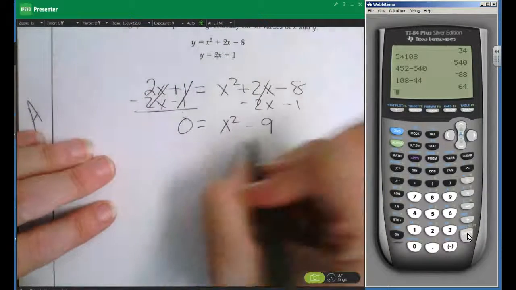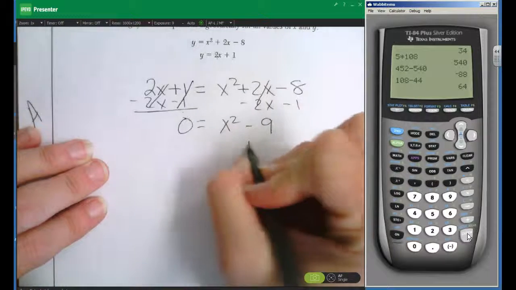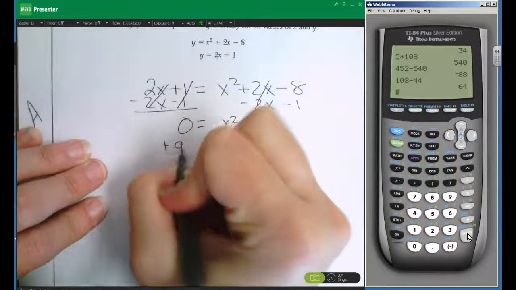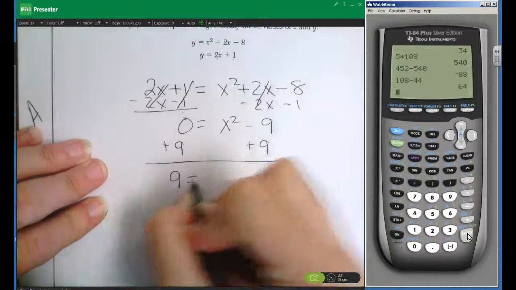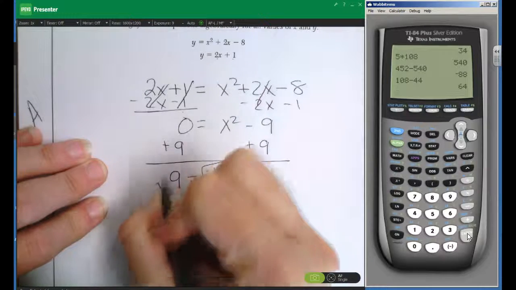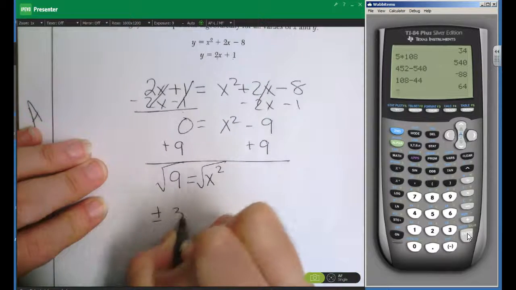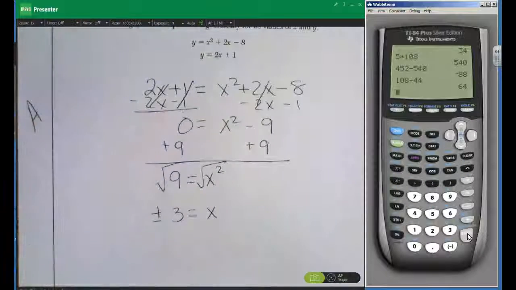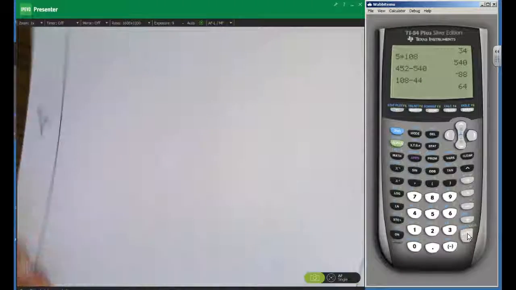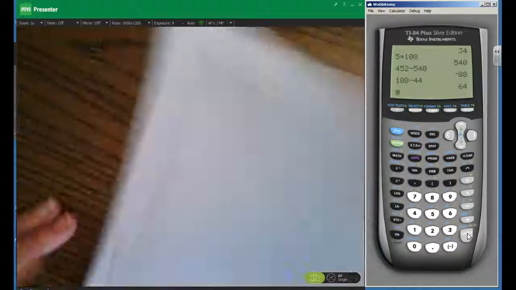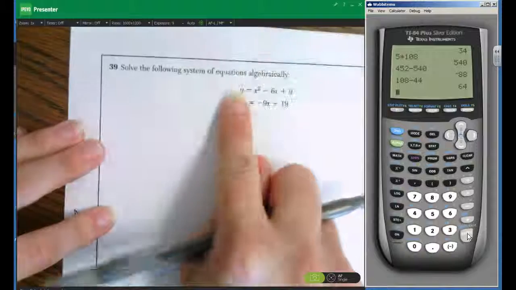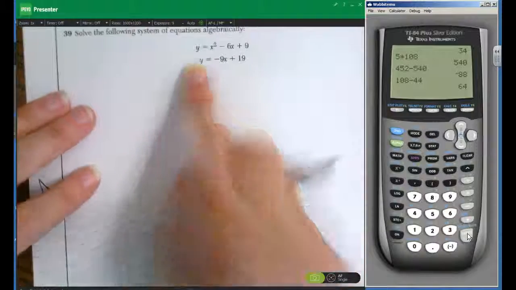Now, it wants you to solve it algebraically. I'm going to just show you a trick. I'm going to add 9 to both sides. 9 equals x squared. Take the square root of both sides. Plus or minus 3 is your answer. That's it. 3-point question. All right, let's try this one. They're both set equal to y, so we're going to set them equal to each other.